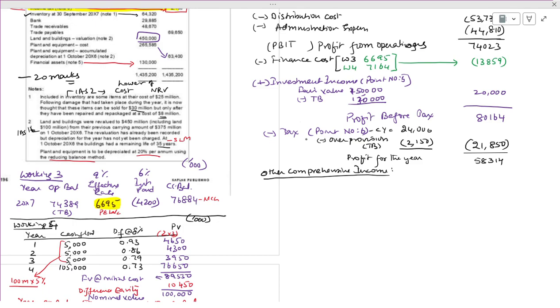Can you go back to the question note? Point number 2. Fine? You see point number 2. When you see point number 2, what is there? They have revalued how much? 450 million. What is the carrying amount? 375. Revalued is how much? 450. Carrying amount is 375. Is it right? Revaluation.